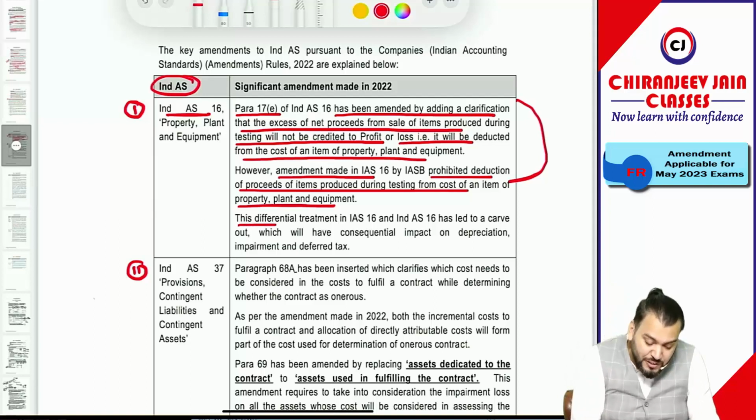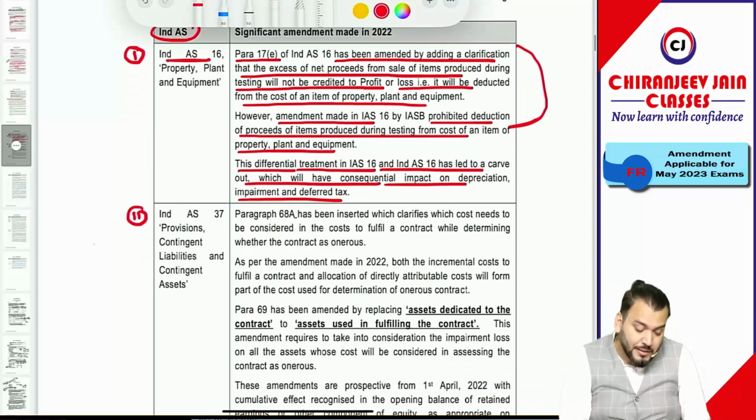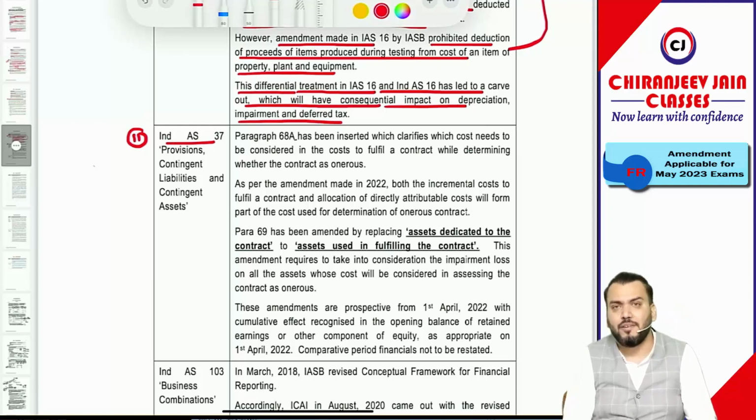So this differential treatment in IAS 16 and Ind AS 16 has led to a carve out which will have consequential impact on depreciation, impairment and deferred tax. Understood? Correct? Yes, sir. The second amendment is related to Ind AS 37, related to onerous contract.